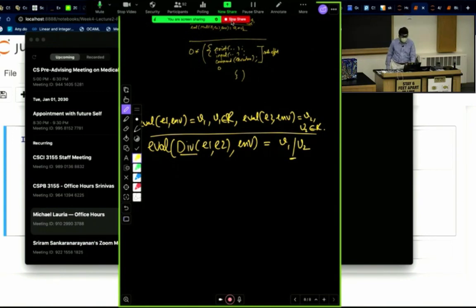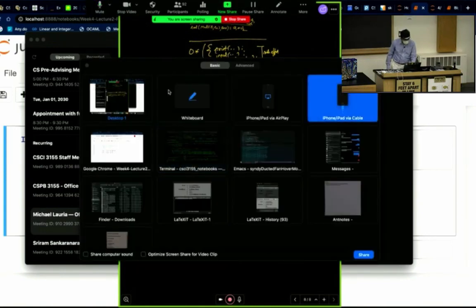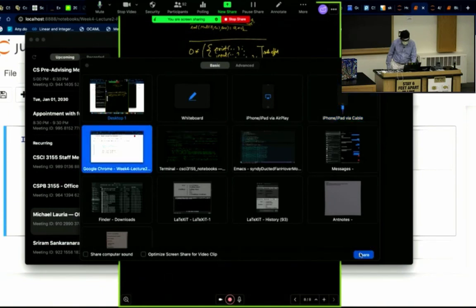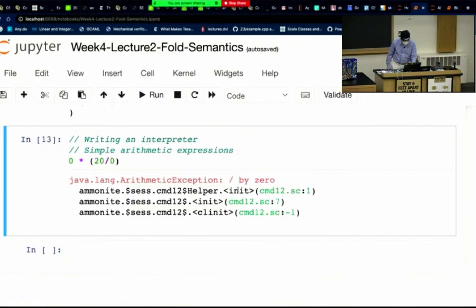If you go back to Scala, you can see that division by 0 in this example threw an exception. It threw a java.lang.ArithmeticException. It's a Java exception that got thrown when you're trying to divide by 0. So it's throwing an exception, or throwing an error.